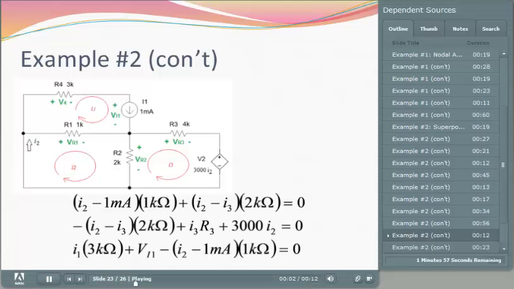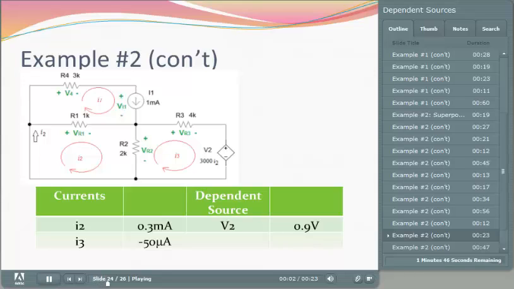Substituting in the equations we obtained from Ohm's law into the equations obtained using Kirchhoff's voltage laws results in the 3 equations shown at the bottom of this slide. We already know that the current going through the upper mesh, I1, is equal to 1 milliamp. I2 is now equal to 0.3 milliamps, and I3 is equal to a negative 50 microamps. The resulting voltage produced by the dependent source, V2, is equal to 0.9 volts.